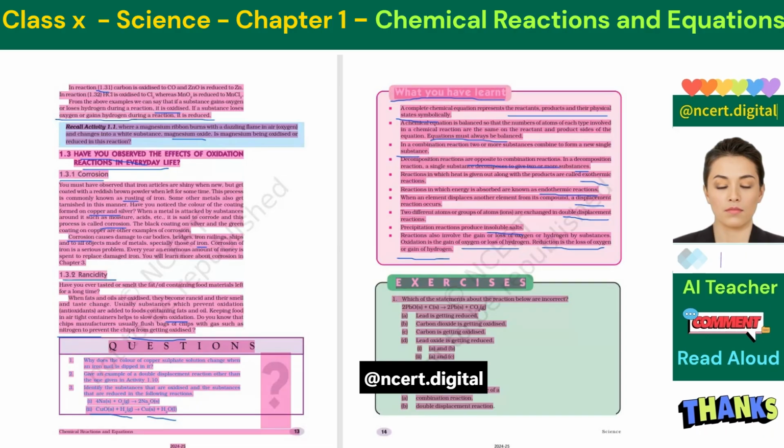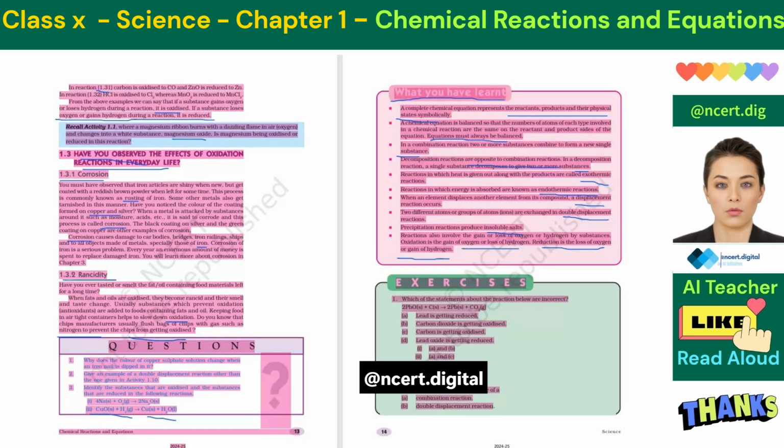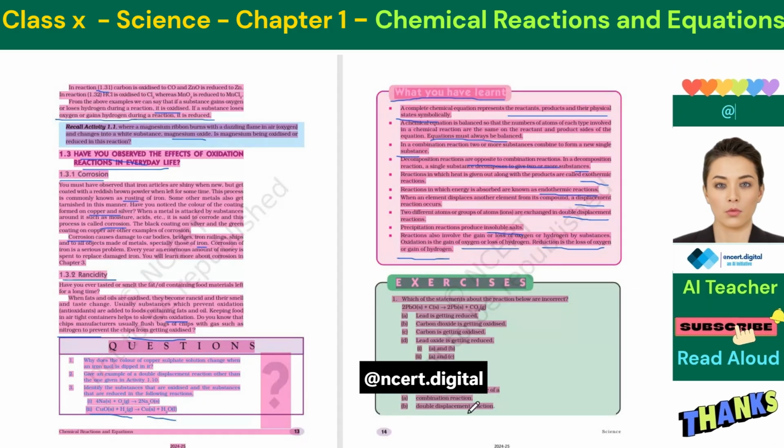2. Fe2O3 + 2Al → Al2O3 + 2Fe. The above reaction is an example of (a) combination reaction, (b) double displacement reaction.